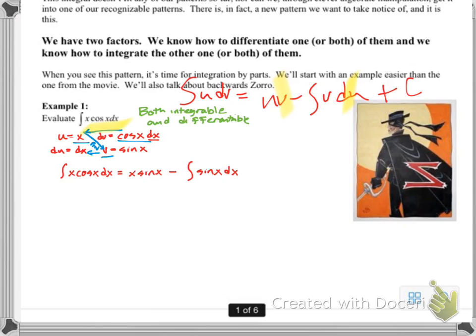Now you notice I can do this. All I have to do is find the integral of sine of x, and I'm home free, which we know. The integral of sine of x is negative cosine, but we just make negative negative a positive. There it is. We've done it. We integrated the product of x cosine of x dx.